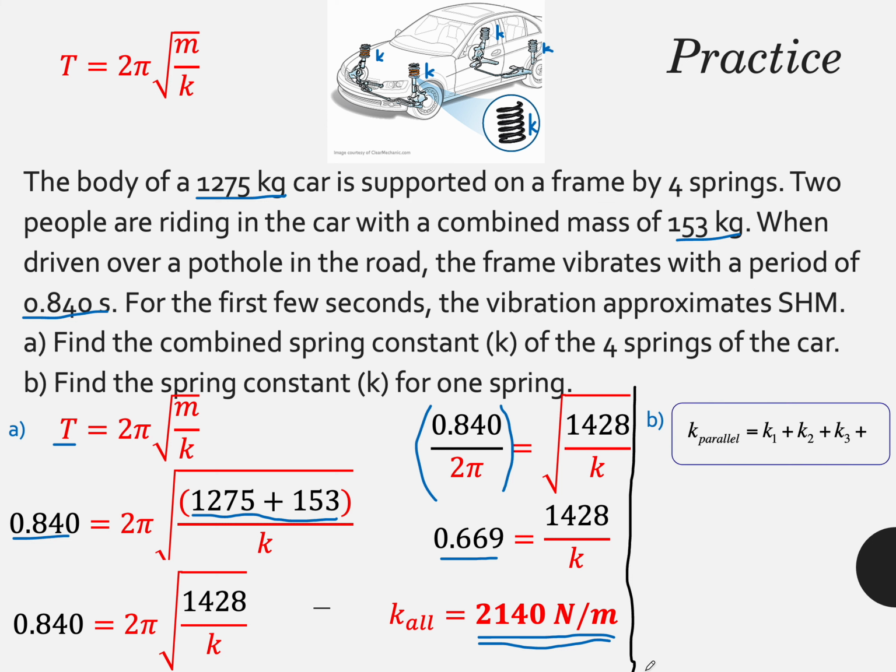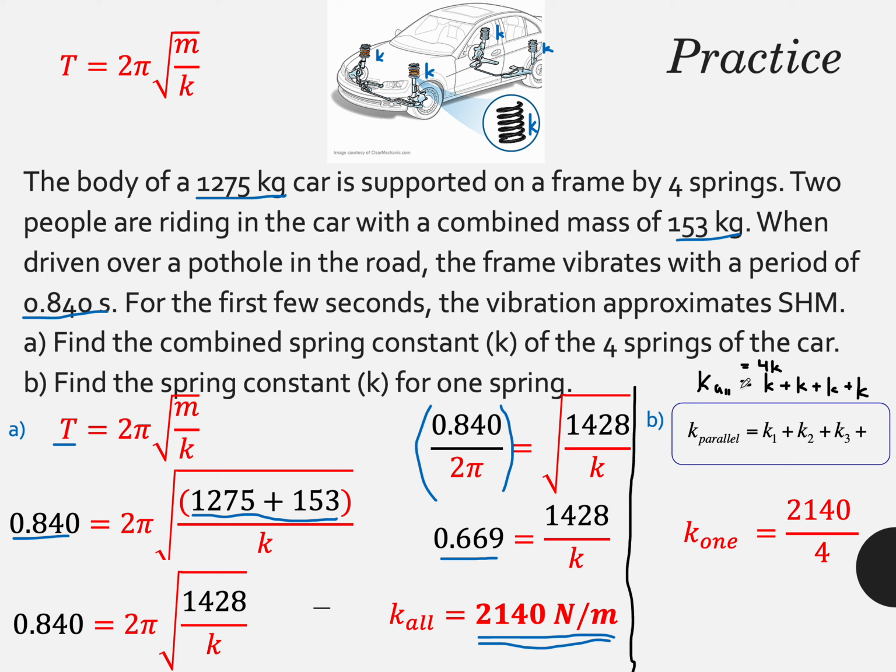Well, if you remember from last time, when you have springs in parallel, that is side by side, the total spring constant, in this case all of them, would be equal to the spring constant of the first one plus the spring constant of the second spring plus the spring constant of the third spring plus the spring constant of the fourth spring. You get the idea here. In other words, this whole side is simply equal to 4k, where k is the spring constant for one of these.